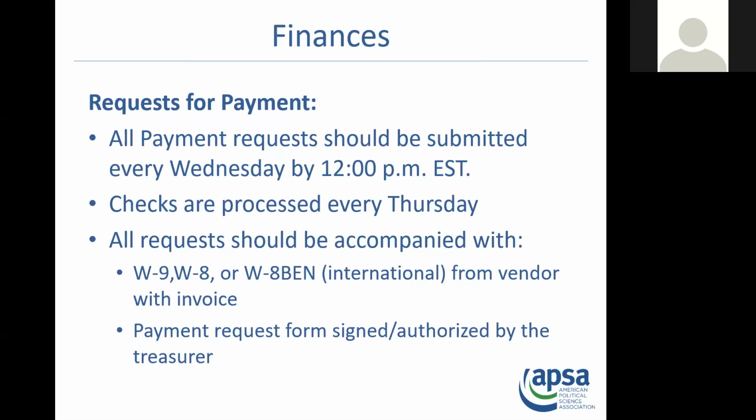The first one is just requests for payments. This isn't set in stone, but generally speaking, if you submit them on Wednesday by noon, we will try to cut the checks the following day. Sometimes that runs into Friday, but this is our process. For every check request, we need a W-9, W-8, or W-8-BEN for international vendors, and we do this just for tax compliance. And payment requests should be signed by the treasurer or authorizer of the payment.